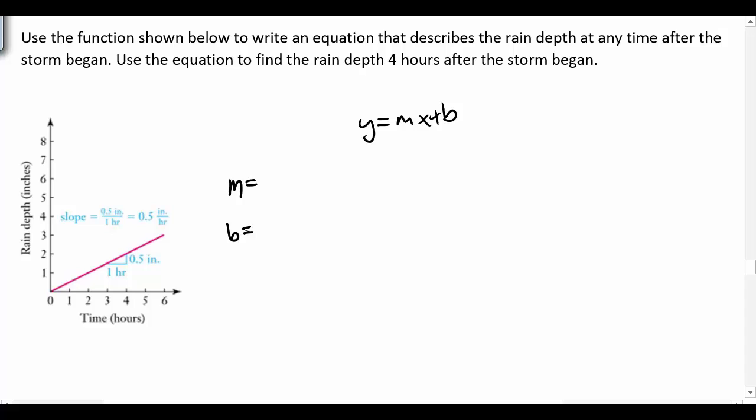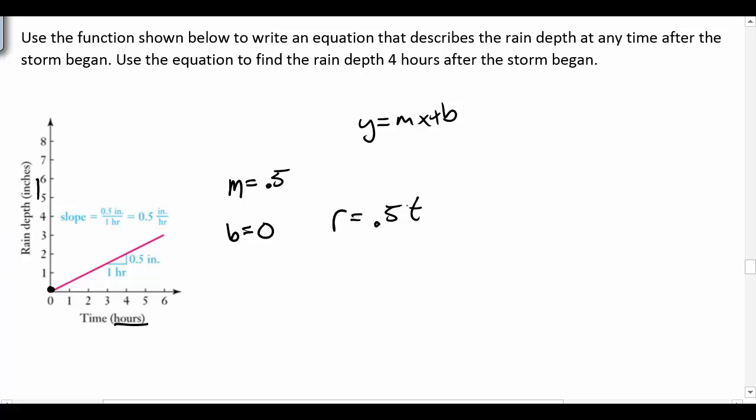We can actually get this information off of our graph. They were kind enough to tell us that the slope is 0.5, and I can see that it crosses the y-axis at 0. Now that I see that we're working with time and rain depth in inches, our equation would be the rain depth equals 0.5 times the time.